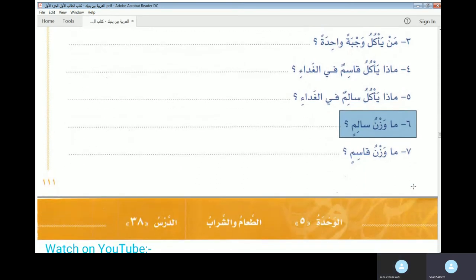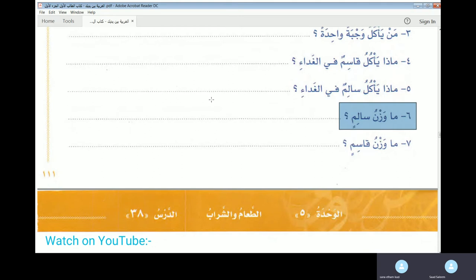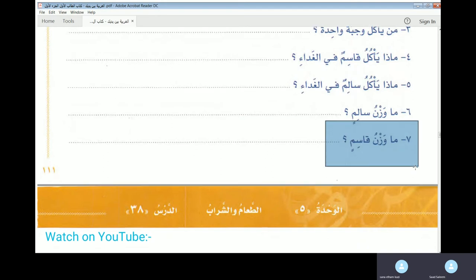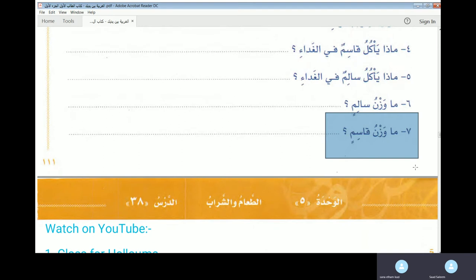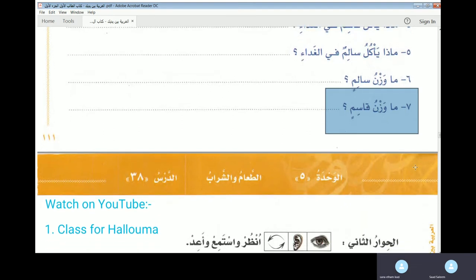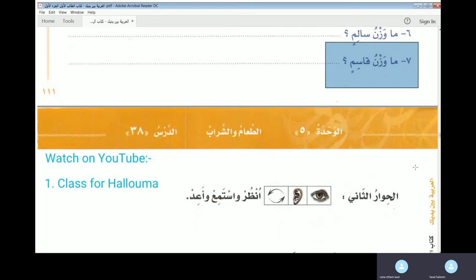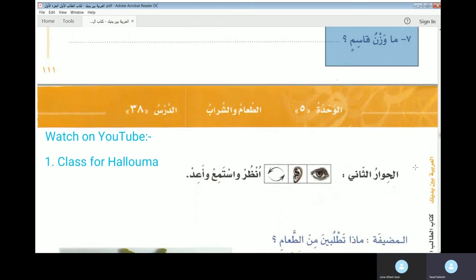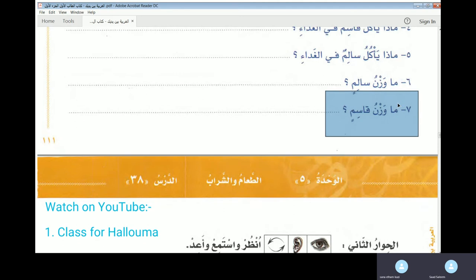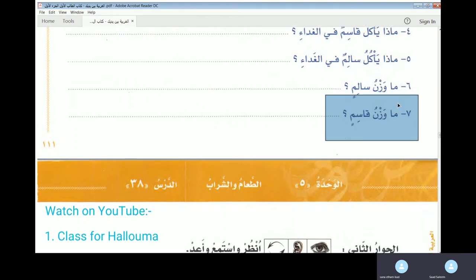Wazn Salim. What is Salim's weight? Wazluhu sittina kilan. Okay. And ma waznu Kasim? Waznuhu miyatu kilin. Kilun. Miyatu kilin. After the word miya, the next madud is. And what is 16? 60? Yes, 60. 16. You can also say 16 akilin, but okay. Next.